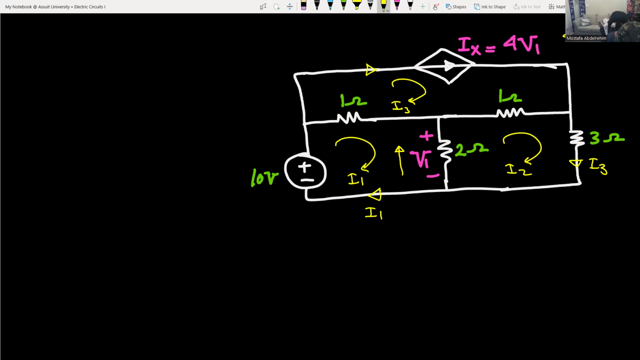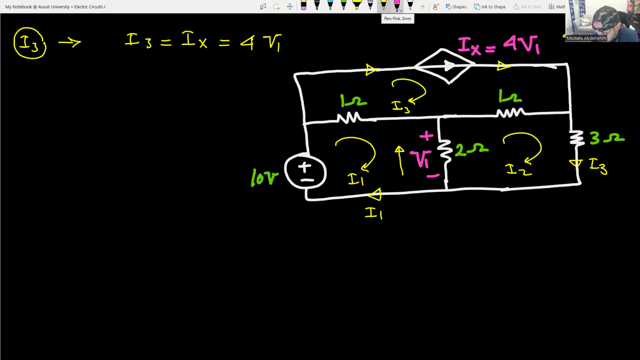So Ix from mesh 3: I3 equal to Ix. Ix is going in the same direction, the same rotation, as I3. So I3 is equal to Ix. So I3 is also equal to 4V1. How to find V1? So let's go to this node here.